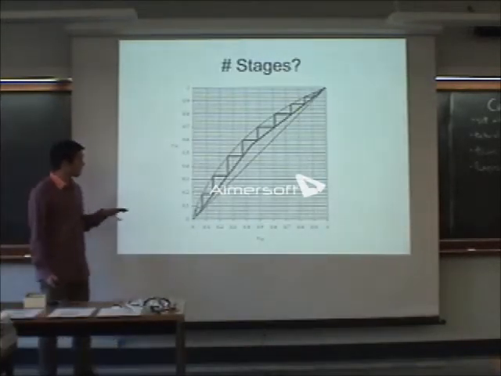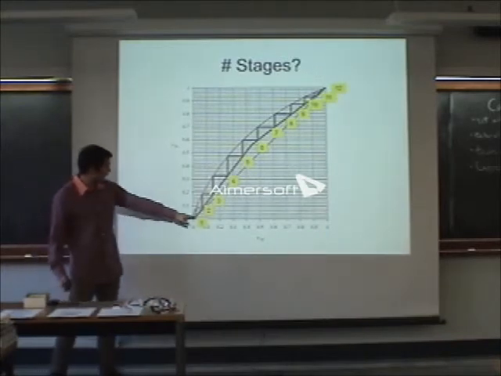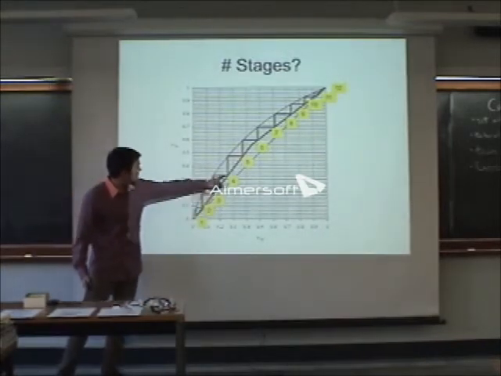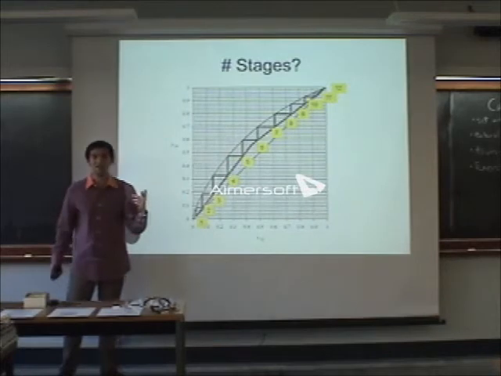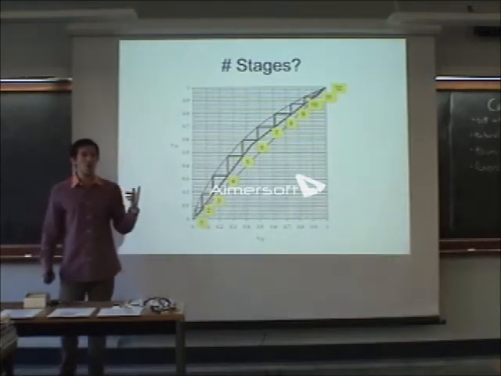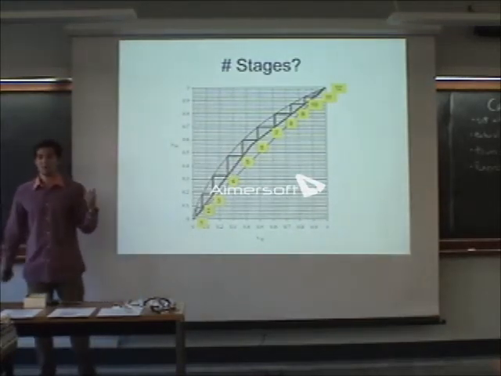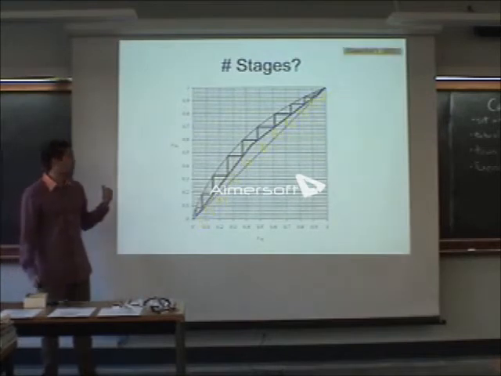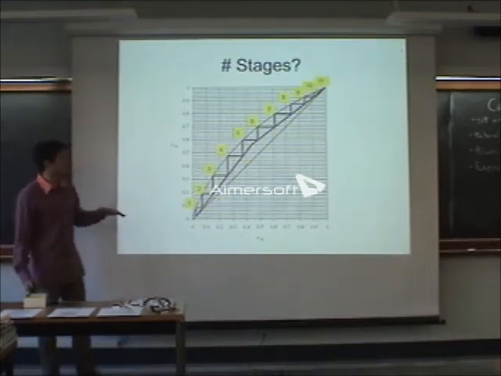So let's count the stages. We're going to count off the operating line. So 1, 2, 3, 4, 5, 6. So we have 12 stages. No. Why is that wrong? You count off the equilibrium line, right? So we have 11 stages.